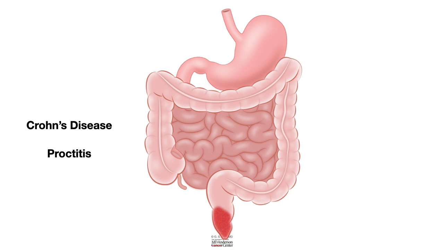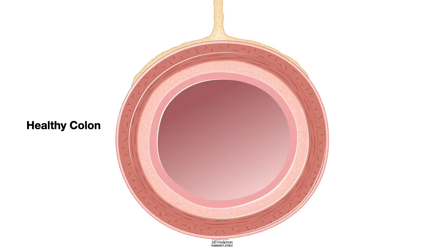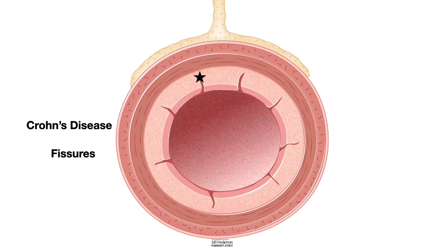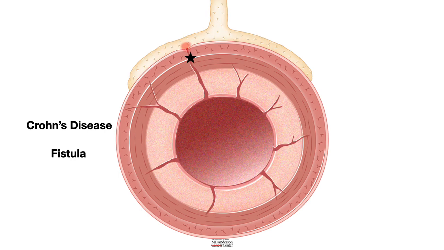To understand a little more about Crohn's disease, let's go back to the healthy colon. You can see here the mucosa, submucosa, muscle, serosa. And with Crohn's colitis, there is transmural involvement of inflammation. The wall becomes thicker and inflamed. And there could be deep ulcers or fissuring ulcers. And if they go deep through and through the wall of the colon, it leads to fistula formation. And the fistulas can go out of the colon and get infected and create an abscess.